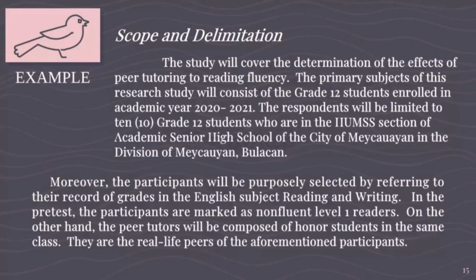Moreover, the participants will be purposely selected by referring to the record of grades in the English subject, reading and writing. In the pretest, the participants are marked as non-fluent Level 1 readers. On the other hand, the peer tutors will be composed of honor students in the same class. They are the real-life peers of the aforementioned participants. Ayan, ka-schoolers. So, simple lang, di ba? Madali lang ang part na ito ng Chapter 1.